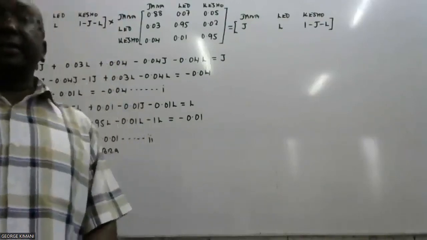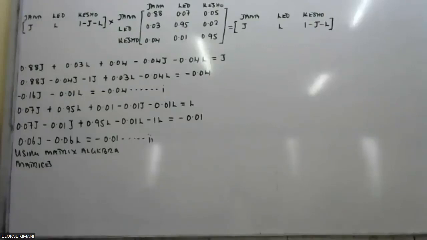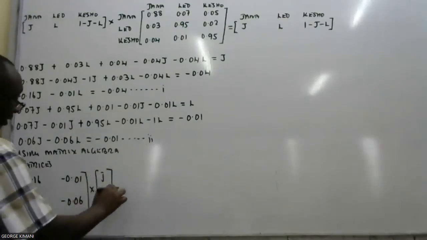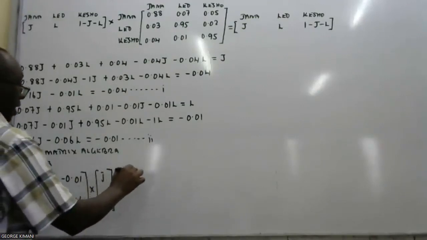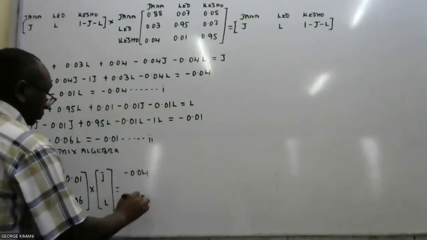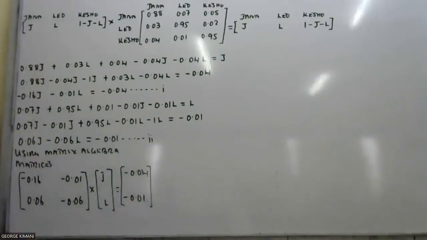Okay, so we are through. What are the answers? My friends, you have no answers. You should have said minus 0.16. So you want me to finish, and after I finish, you tell me, yeah, that is what we had. Minus 0.16, minus 0.01, 0.06, minus 0.06 times J, L should be equal to minus 0.04, minus 0.01.